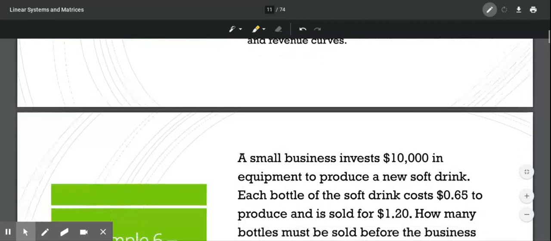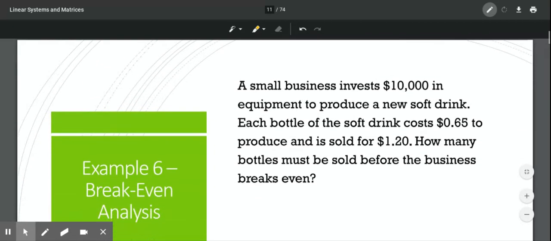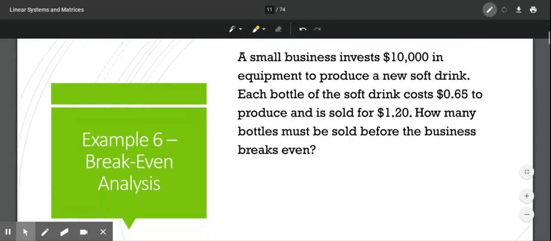All right, so we have a small business that invests $10,000 in equipment to produce a new soft drink. Each bottle of the soft drink costs 65 cents to produce and is sold for $1.20. How many bottles must be sold before the business breaks even? So let's figure out, right, we need a revenue equation. And we need to set it equal to our cost equation.